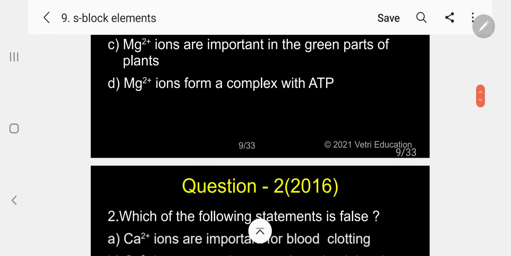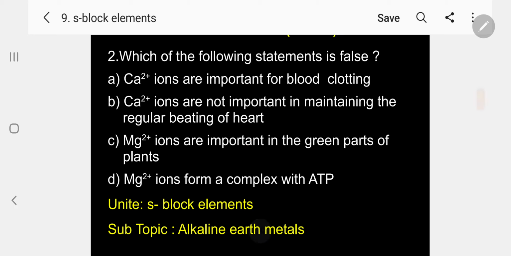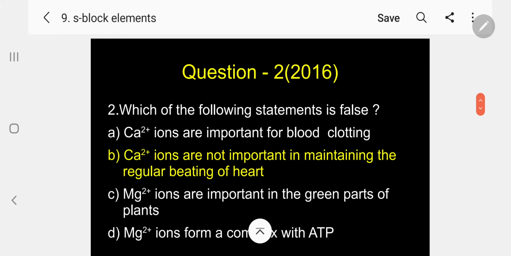So let me introduce, as usual. This is asked under the s-block elements, specifically alkaline earth metals, because the question is only about calcium and magnesium, which belong to the second group. So the correct answer is B. This is again a direct question, so no explanation is required.